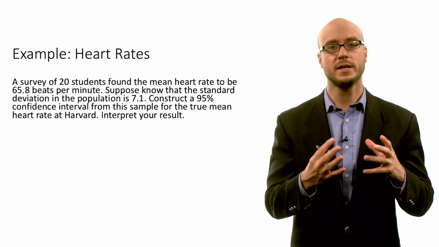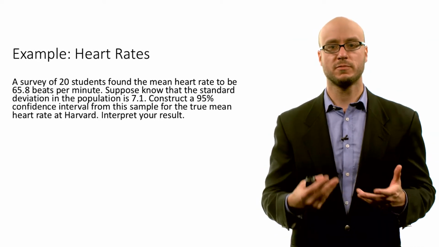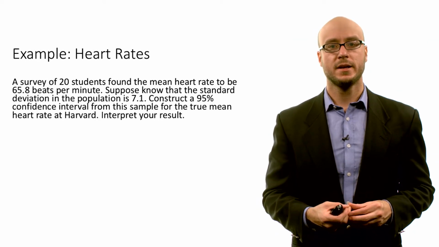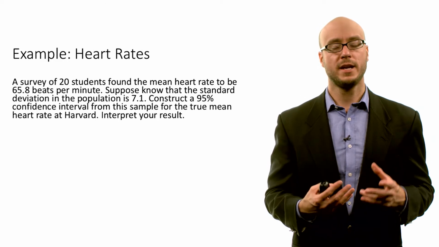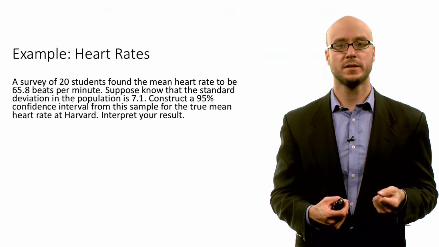All right, so let's put all of this together about confidence intervals by looking at a few examples. So let's look at heart rates. Suppose we have a survey of 20 students. These students are randomly selected. And we find that the mean heart rate of this sample is 65.8 beats per minute.